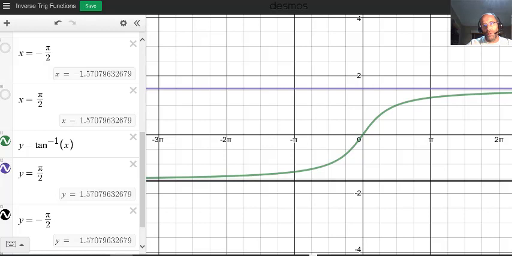So the next video is going to formulate an important inverse relationship for inverse sine, inverse cos and inverse tan, and that's going to be done by showing you not 10 but 11 examples.